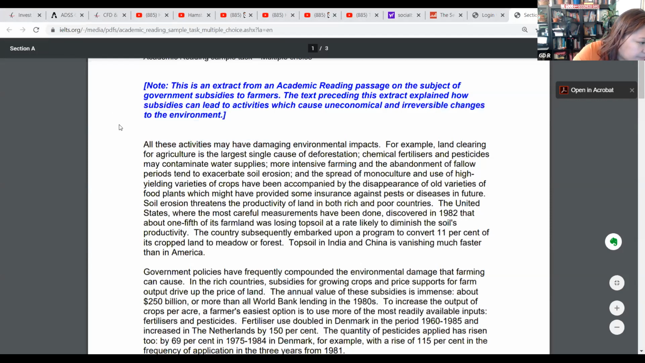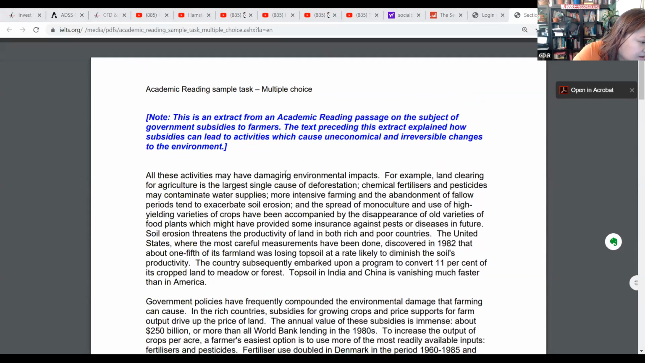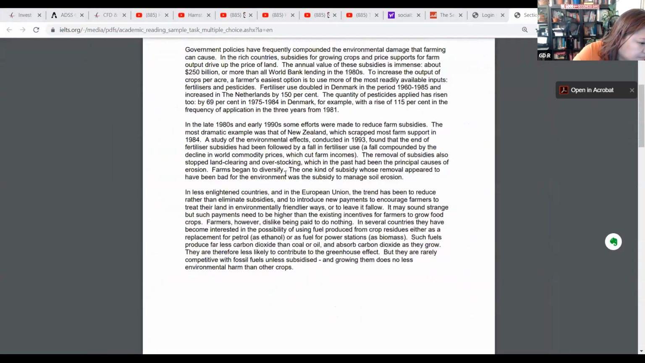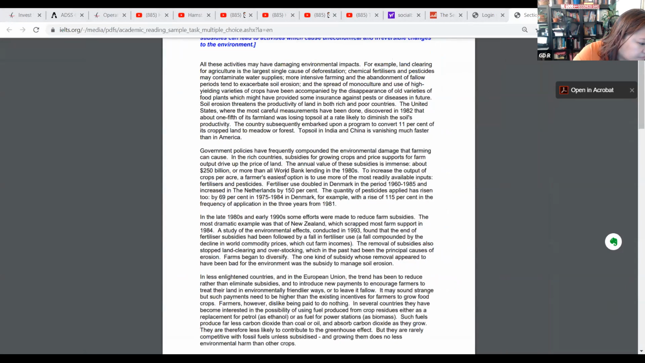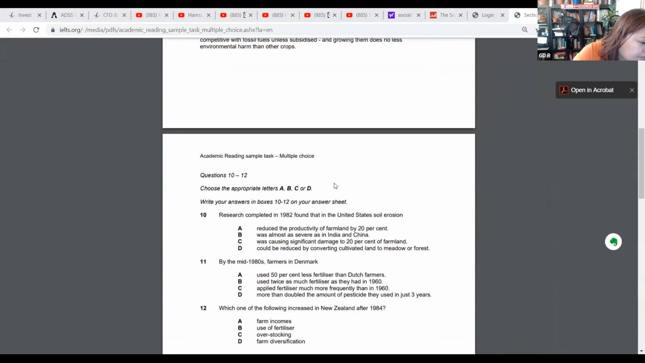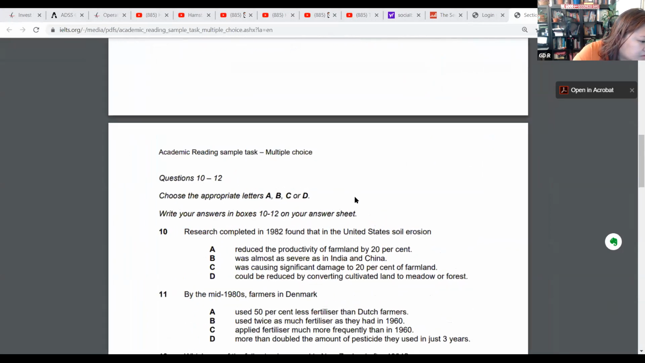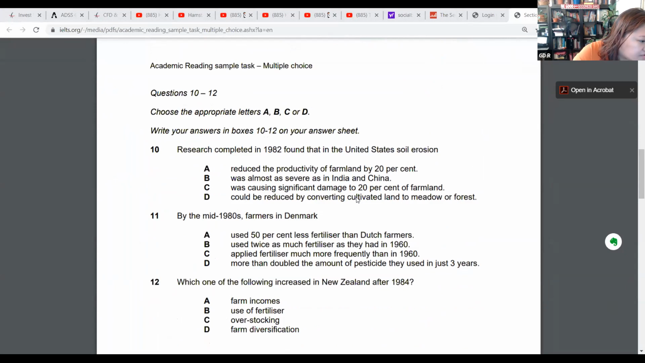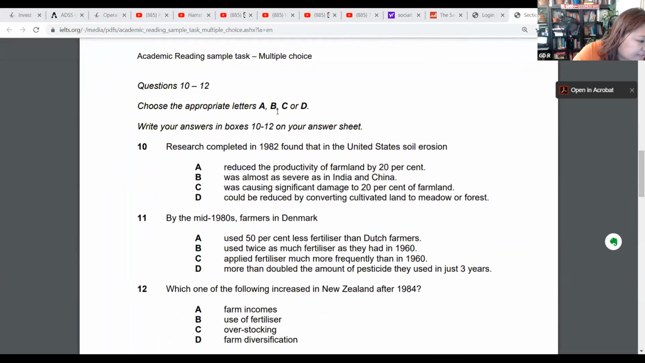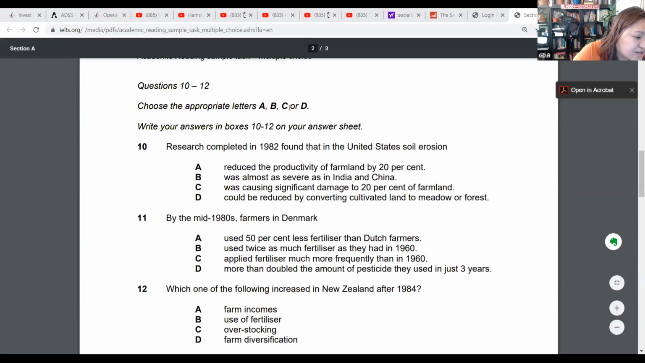So this is an example. So this is the article. It's a bit long. And these are the types of questions. So for example, it's a multiple choice. Choose the appropriate letters A, B, C, or D. Write your answers in boxes 10 to 12 on your answer sheet. Your answer should be A, B, C, or D only.